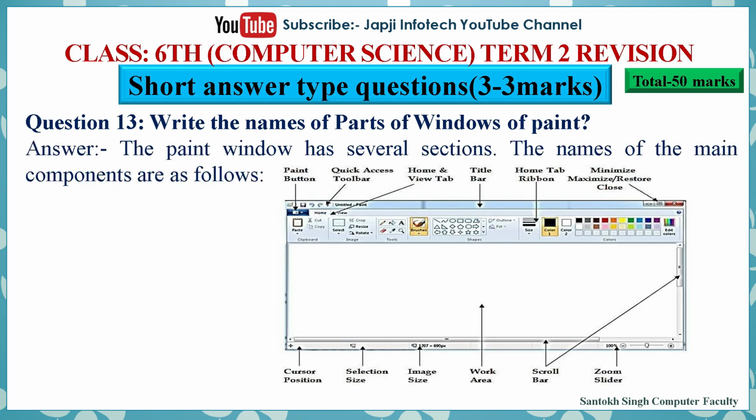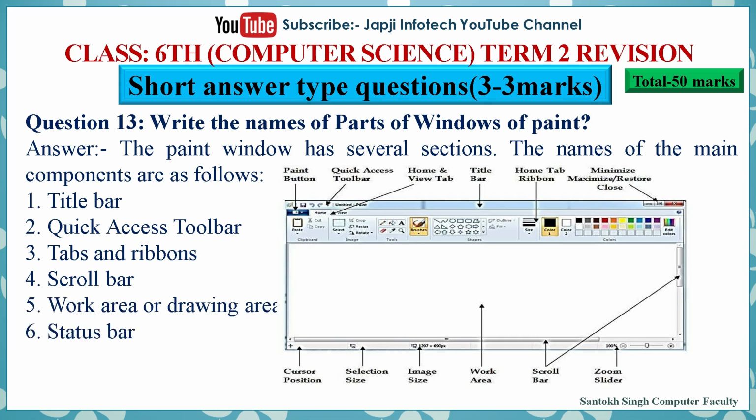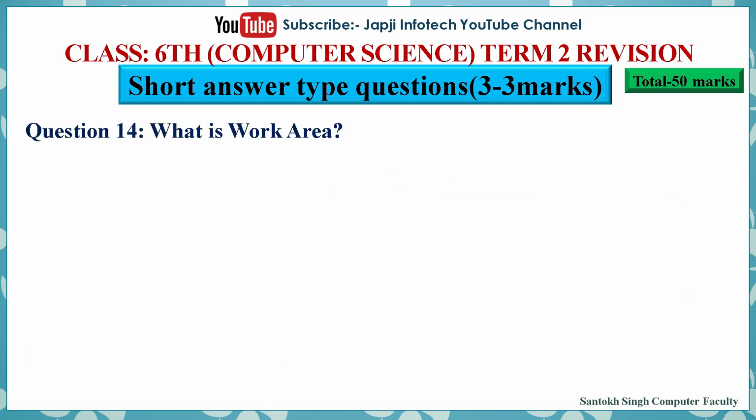And the 13th one is, write the name of the parts of the window of Paint. And the answer is, the Paint window has several sections. The names of the main components are as follows. The first one is title bar, second one is quick access toolbar, third one is tabs and ribbon, fourth one is scroll bar, fifth one is work area or drawing area, sixth one is status bar, seventh one is zoom slider.